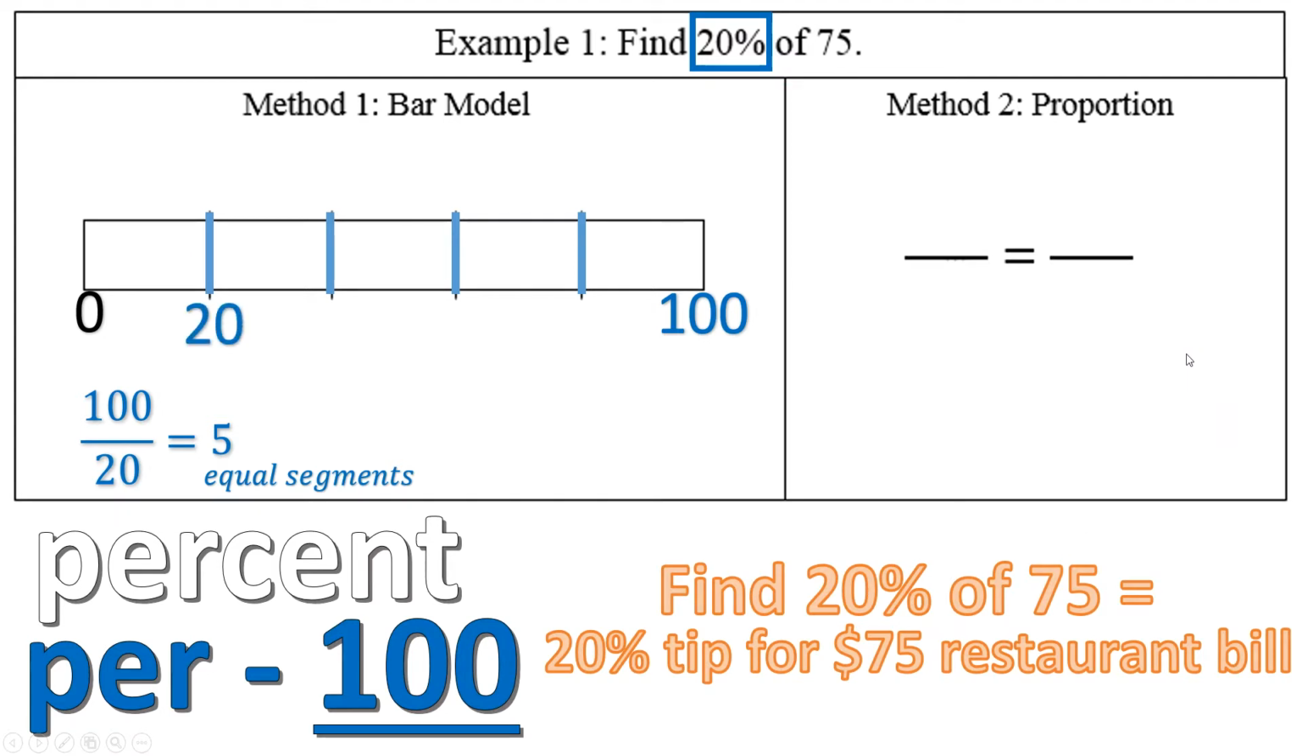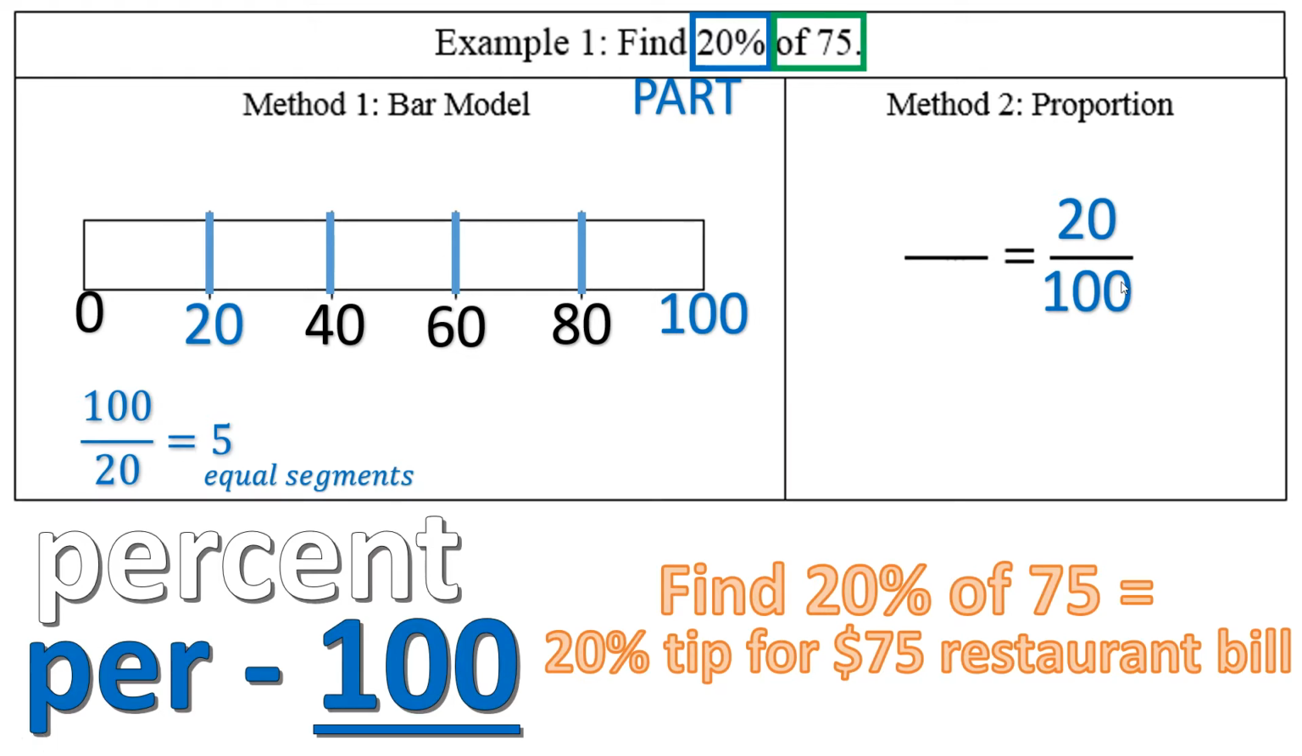So we're going to write 20. 20 more would be 40, then 60, and then 80. So we've split up 100% into 20s. Then 20% is the part out of the whole amount, which is 100. So in our proportion, 20% will go on top and 100 will go on the bottom.